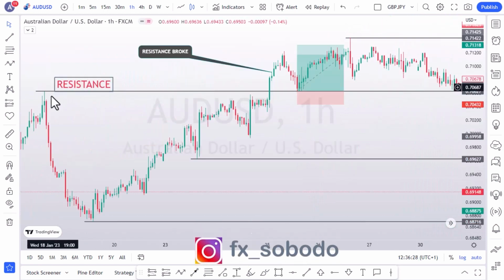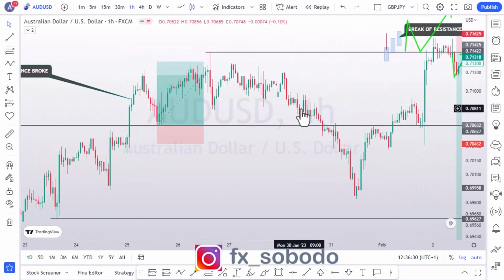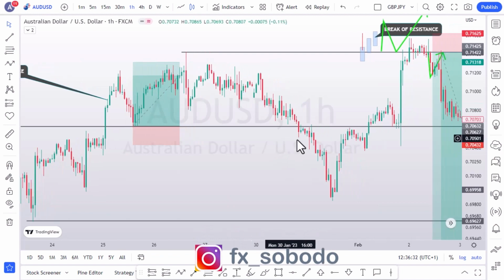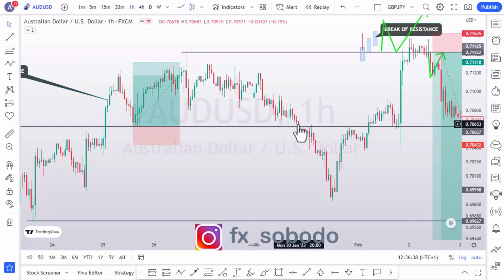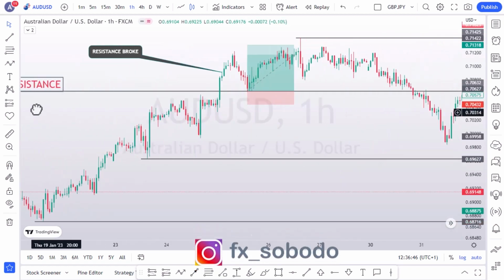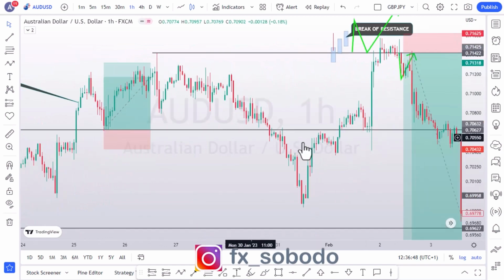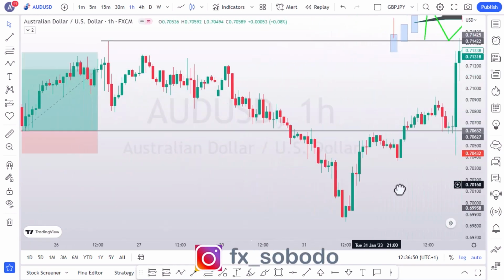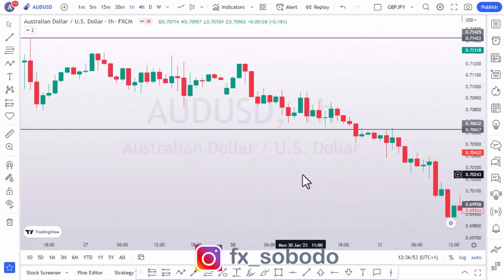This same resistance here, as you can see, when price came here, you notice this candle is not a break of resistance. This is not a break of resistance because it was still trading back and forth through my resistance zone, as you can see. Okay, so let me zoom it out so that you see for yourself.